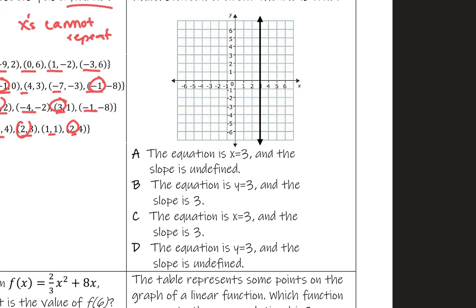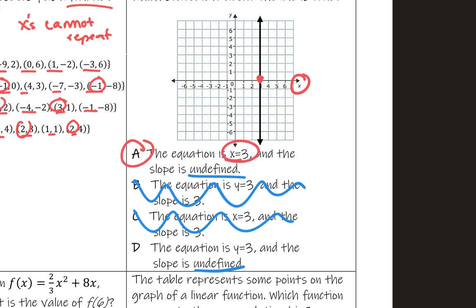So just recalling those slopes, the fact that it's undefined cancels out these two. The other thing you want to look at is what axis is it crossing? It's crossing which one? The x-axis. Well, it has to be x equals 3 then. That would be your equation.